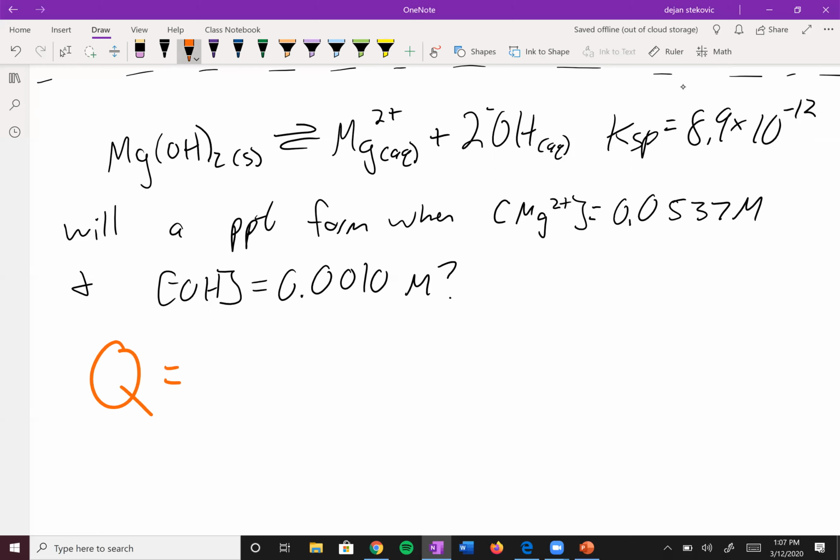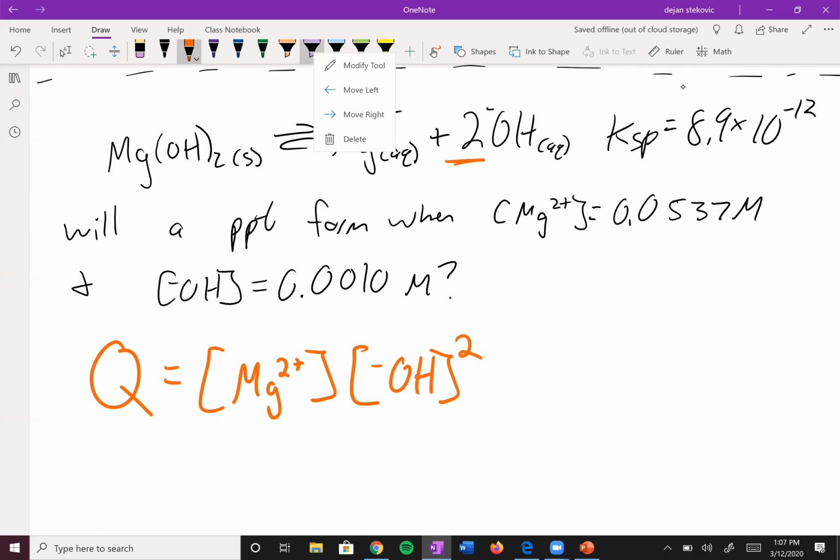And Q, again, is the same as K, so it's going to equal our products. In this case, it's magnesium 2+ times what? Oh, concentration of hydroxide squared, exactly, squared. Don't forget the squared, it comes from this 2 in the coefficient. Now what do we do? Right, plug some numbers in and chug through.